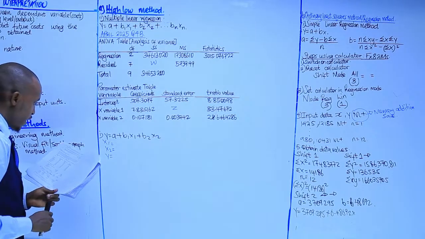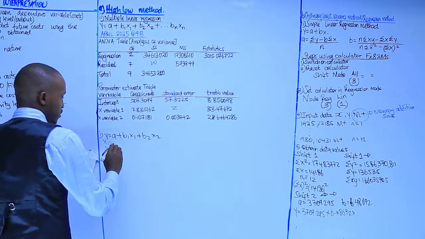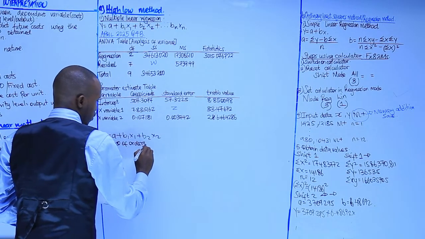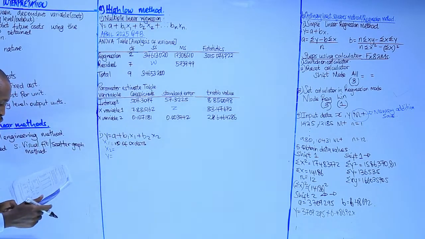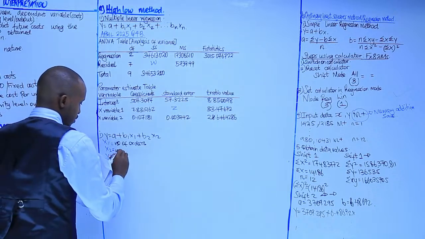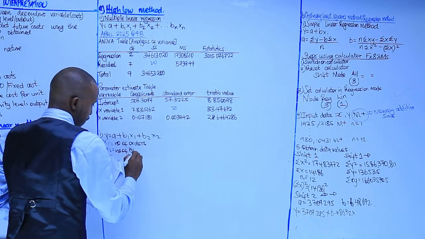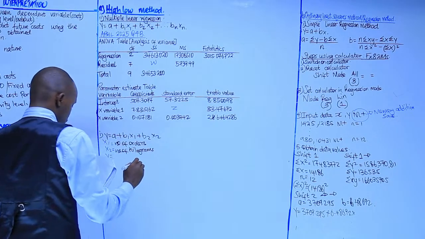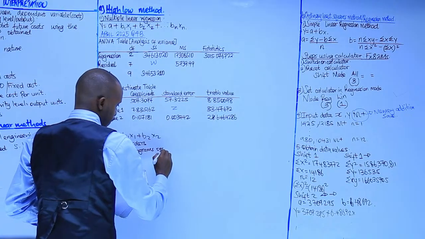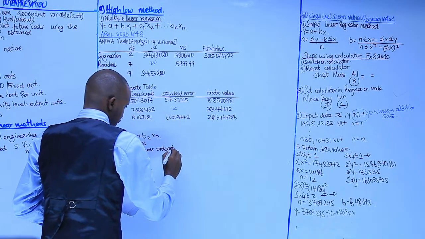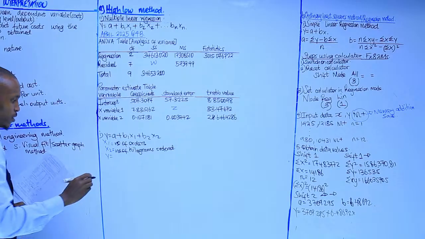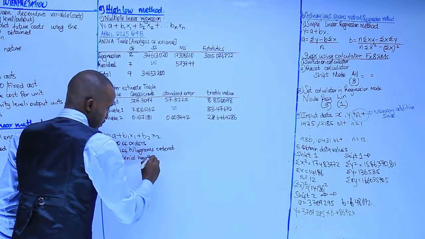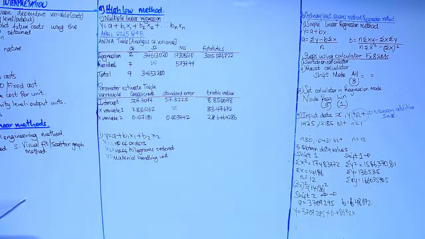In this case, x1 is number of orders. X2 is the number of kilograms. You must select those two. Number of kilograms ordered. Y is your material handling cost.